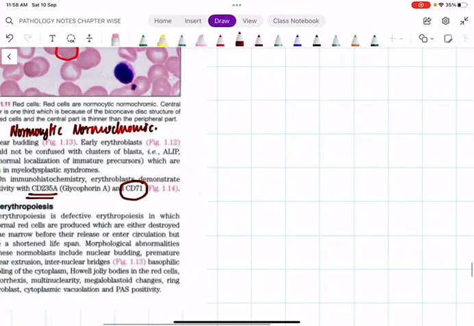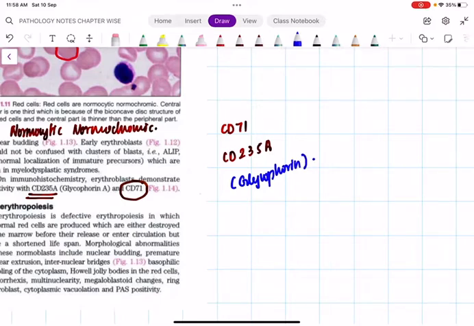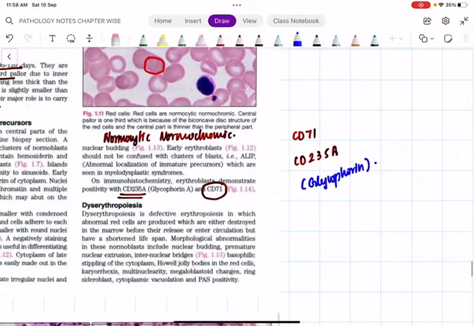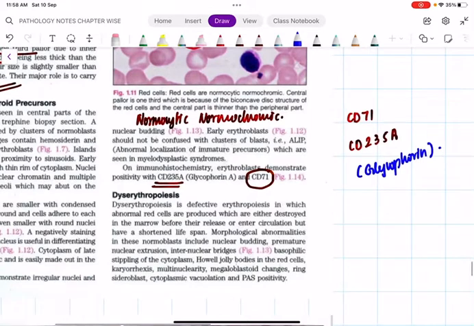You should remember CD71 and CD235A. CD235A is also called glycophorin. Glycophorin is predominantly and well expressed in the RBC membrane. What is dyserythropoiesis? Dys means defective erythropoiesis. That means the RBCs will be produced, but the RBCs which are produced have a very short lifespan, or the morphology may be abnormal.